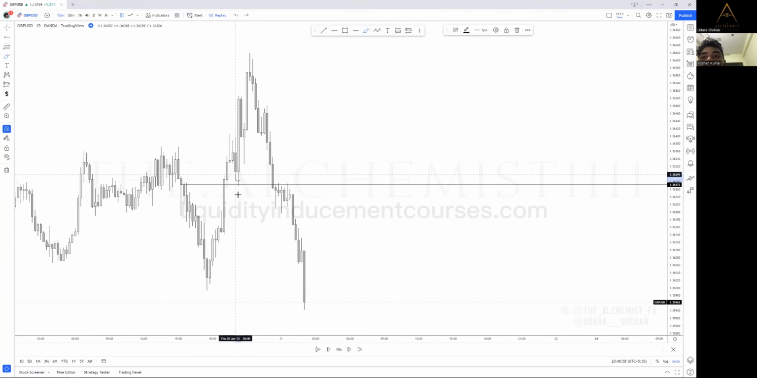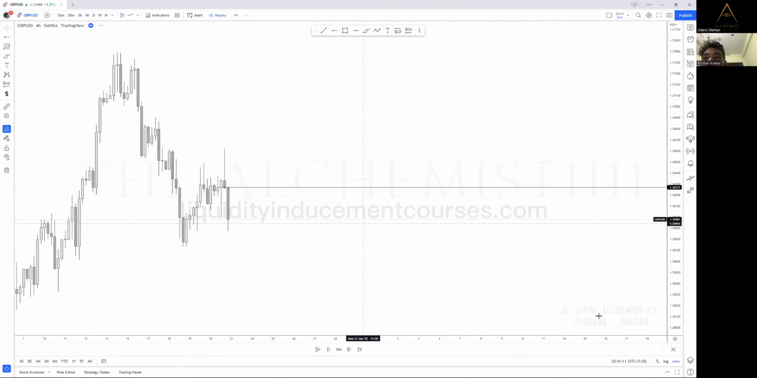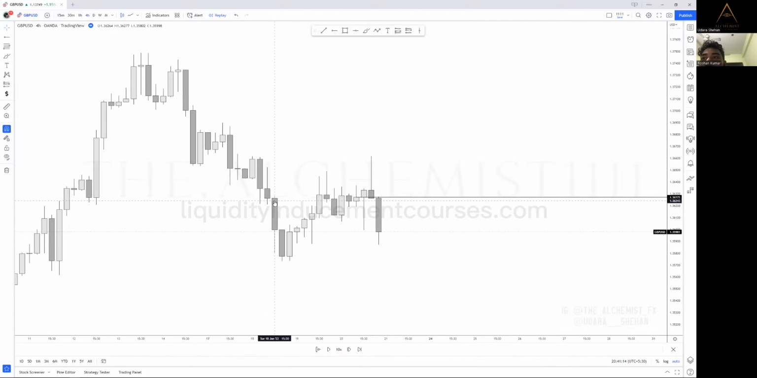Can you see? First of all, it acted as a support. It tapped and started going up. But now it is broken, then what happens? It will act as a resistance. See that? Simple stuff, but you must understand the logic behind it. So simply we will be focusing on closing prices of candles.